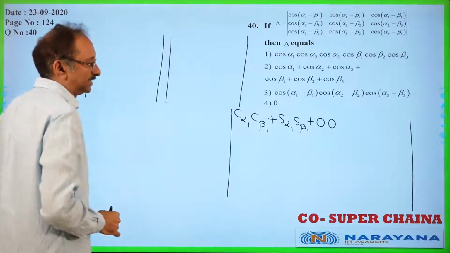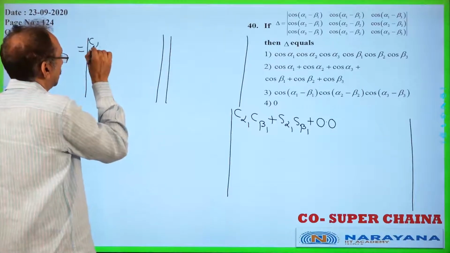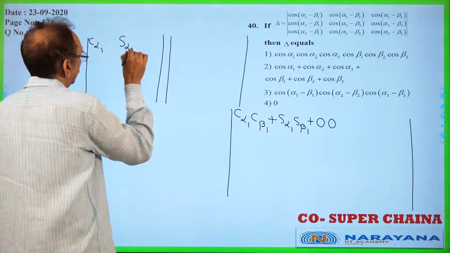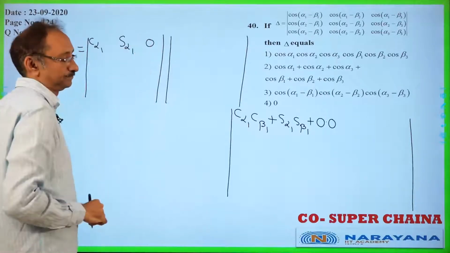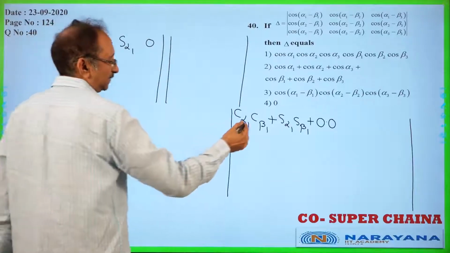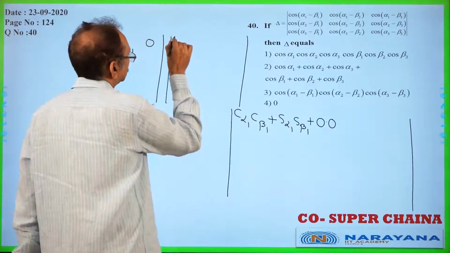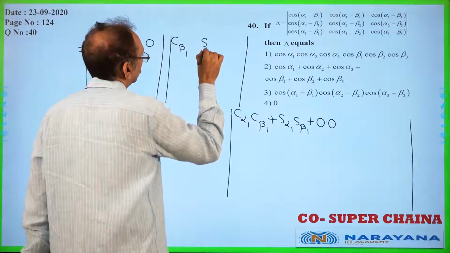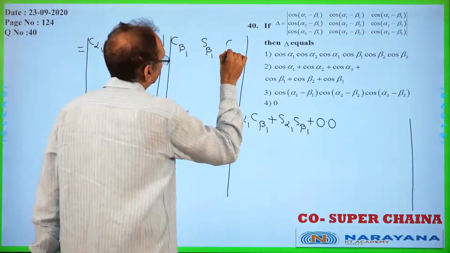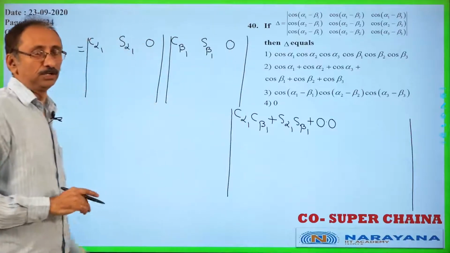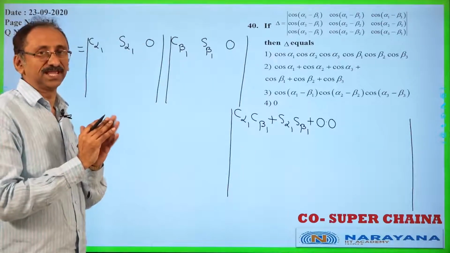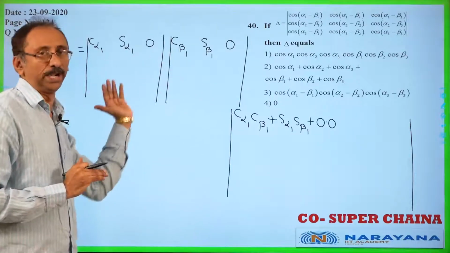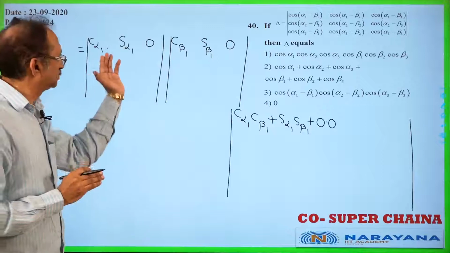There are two determinants. The first row is cos alpha 1, sin alpha 1, 0. And what is the first row of the second determinant? Cos beta 1, sin beta 1, 0. And you know, determinant multiplication can be done by row by column, column by row, and column by column. I am using row by row.